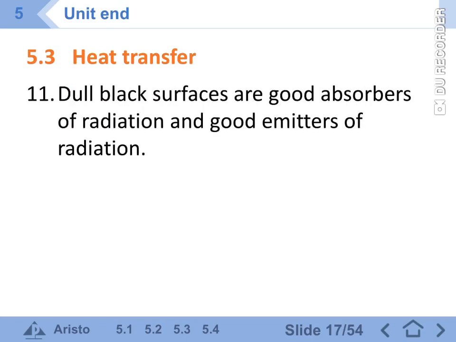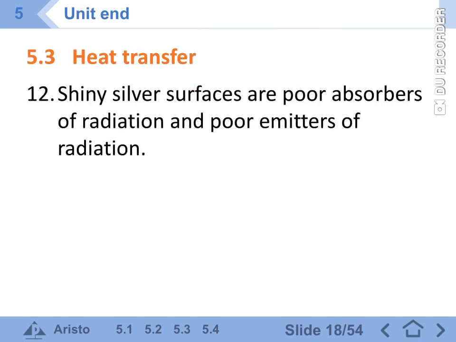And in here, you need to know what kind of surface is good for absorbing and emitting radiation. And actually it's dull and black. Dull is the surface that is touching it, and black is the color. So basically these 2 things make a good absorber of radiation. At the same time, it's also a good emitter of radiation. And the opposite is true. A shiny and silvery surface is a poor absorber of radiation and also a poor emitter of radiation.